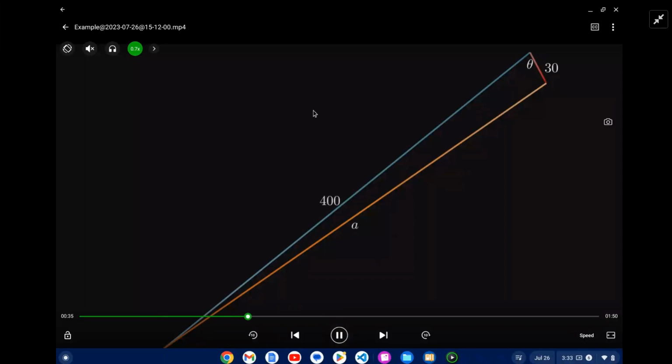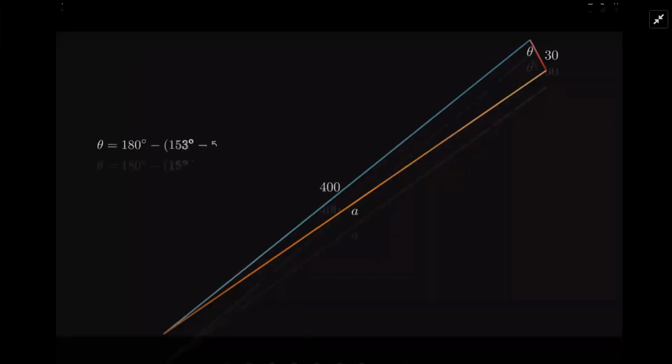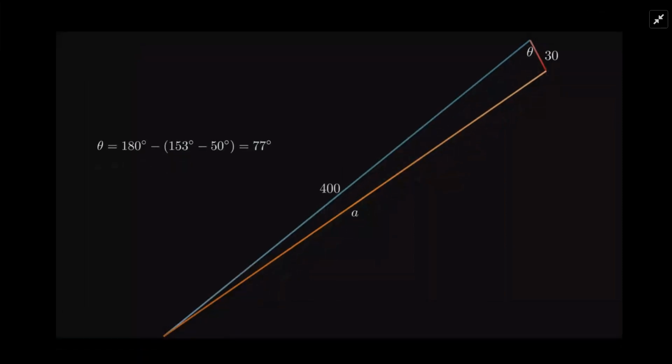Okay, so let's look at the working out here. So there's theta. Using the cosine rule, you plug all those in, do the calculation. You'll get A, approximately 394.34. So that's the speed.